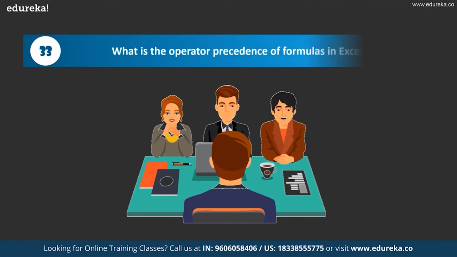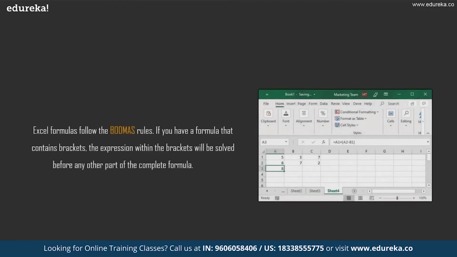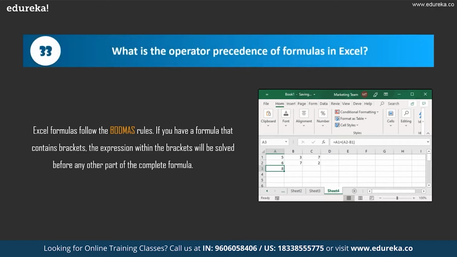So now talking about a very important question, which is what is the operator precedence of formulas in Excel? Formulas in Excel are executed according to the BODMAS rules. BODMAS, as many of us know, stands for brackets, order, division, multiplication, addition, and subtraction. That means in every formula, brackets are executed first if any are present, followed by multiplication, division, etc. Now to show an example of this, let me get back to Excel.